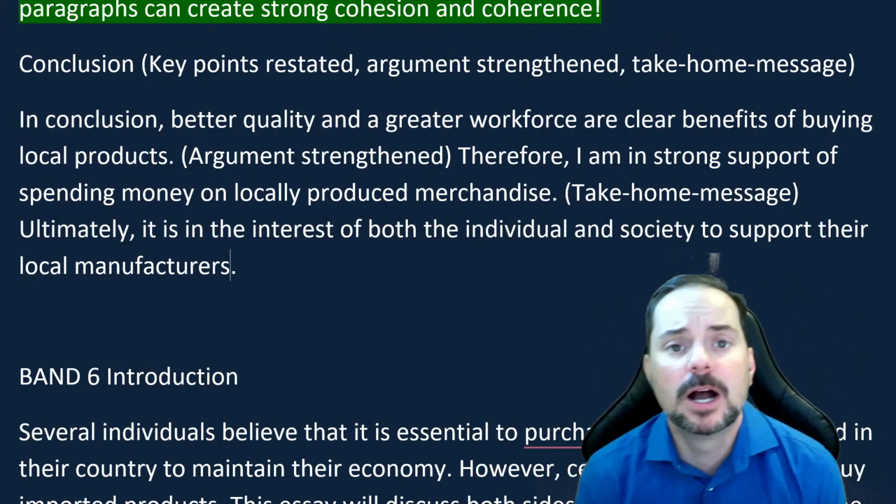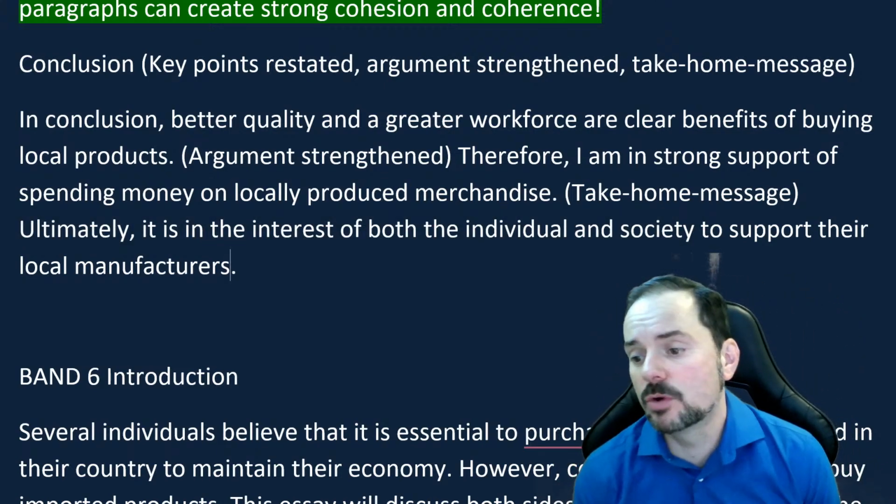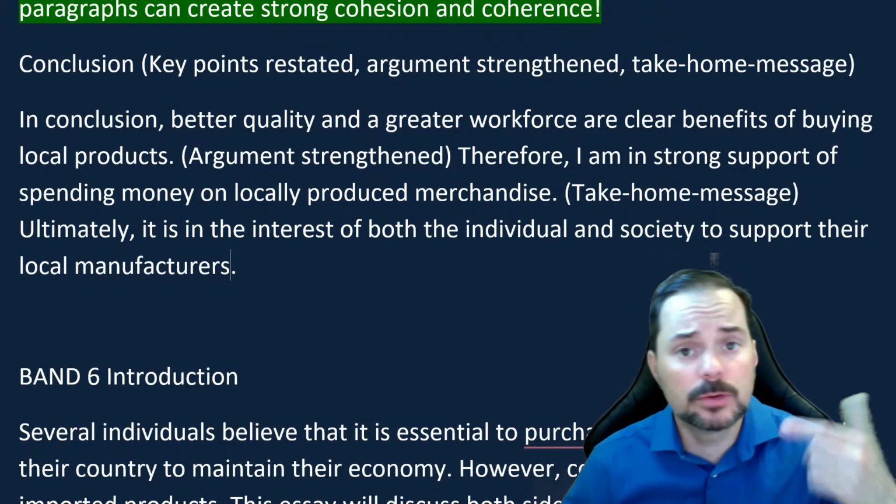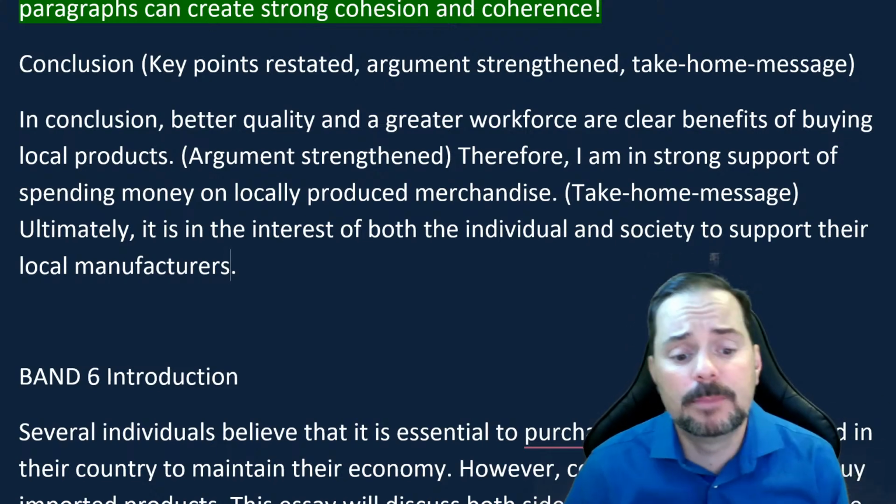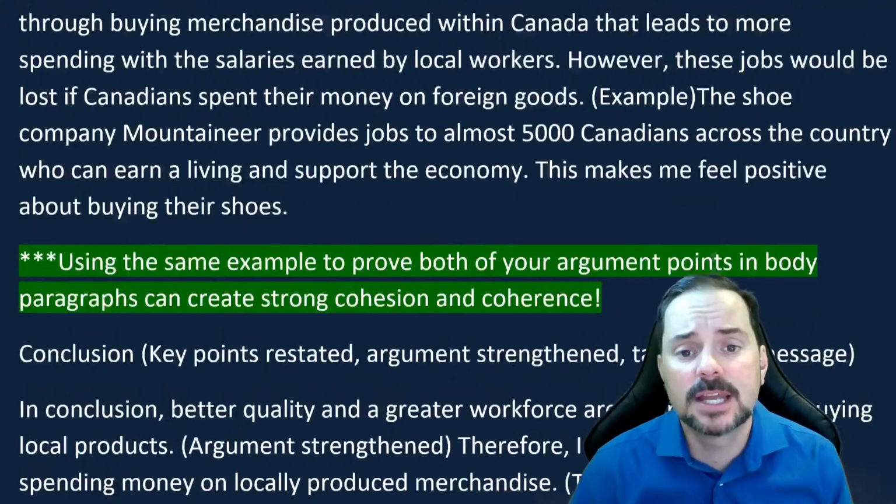All right, that will certainly get you a great band score. And students, you can write this essay. We will give you a band score estimate. So send us your essays.